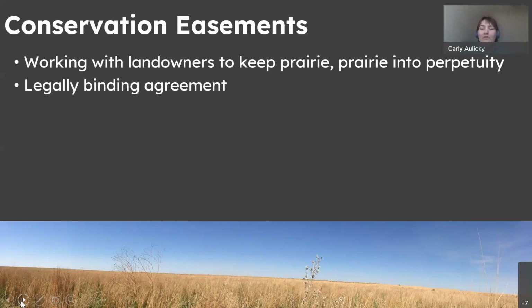And the way that we do this is we come up with a legally binding agreement between us and the landowner that restricts land uses such as development. So what we do is sit down at the table, come up with something that's mutually beneficial that we both like, that would prevent strip malls or houses or subdivision of this property from ever occurring into the future.